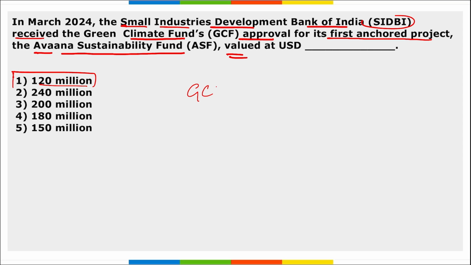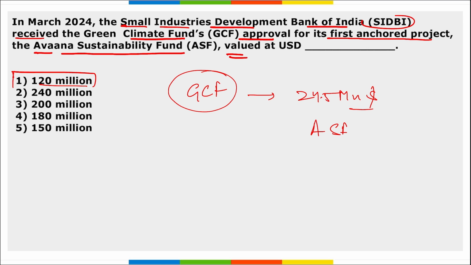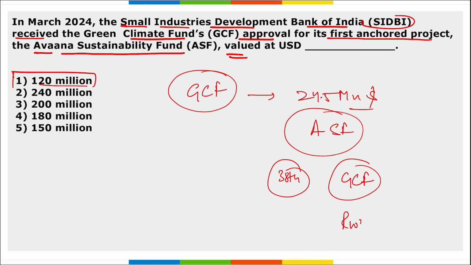And this GCF, that is Green Climate Fund, will contribute $24.5 million to this Avana Sustainability Fund. And this fund was announced during the 38th board meeting of the Green Climate Fund that was held in Rwanda. Right? It was held from 5th to 7th of March.